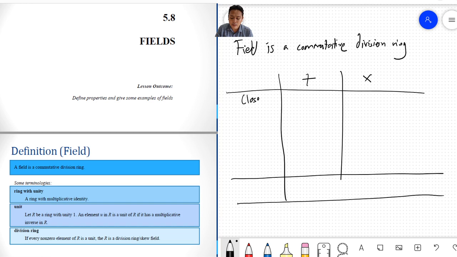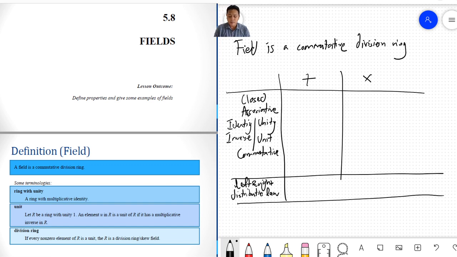Okay, closed, associative, identity, unity, inverse, unit, commutative, left and right distributive law. Okay, suppose I define this symbol as ring. A ring must be abelian under addition. Condition number 1: it must be closed, associative, it has identity, it has inverse, it must be commutative, the multiplication is associative and it satisfies the left and right distributive law.